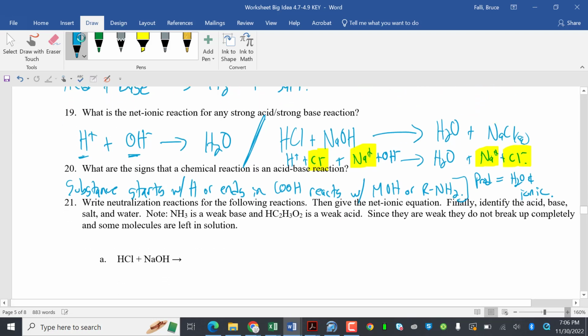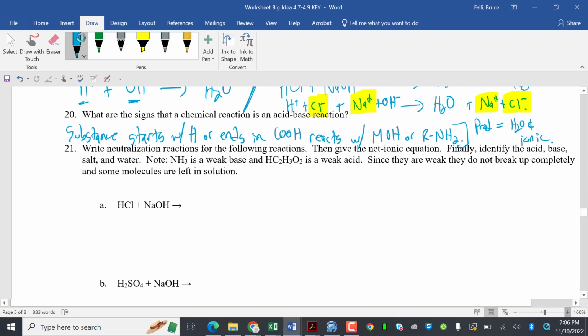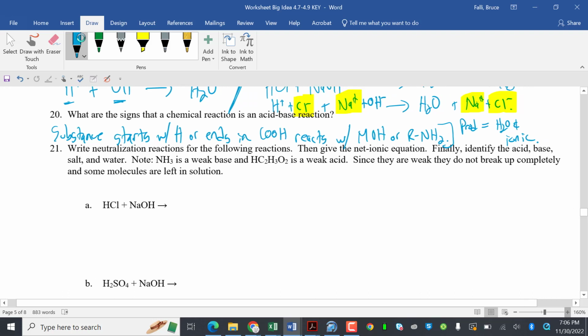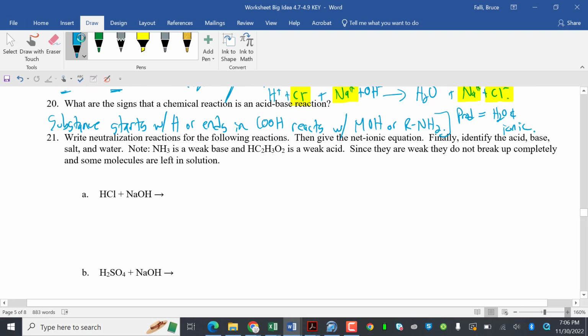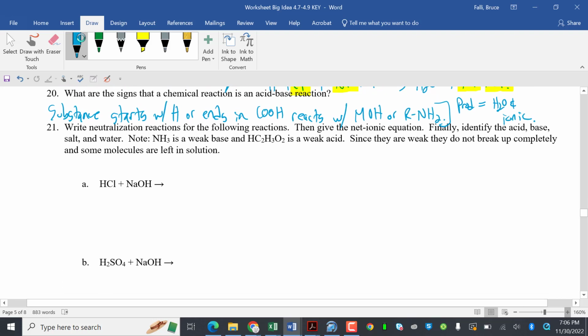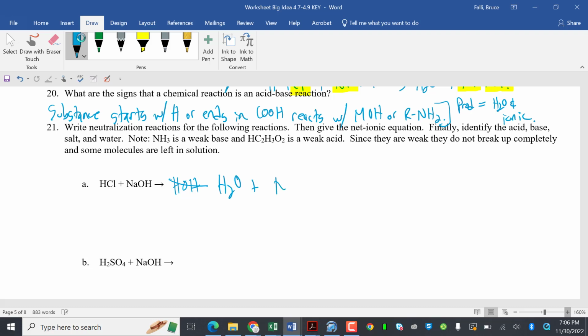Write neutralization reactions for the following reactions, then give the net ionic equation. Identify the acid, base, salt, and water. Note NH3 is a weak base and HC2H3O2 is a weak acid. Since they are weak, they do not break up completely, and some molecules are left in solution. We've been working on that. So this is going to be HOH, which you can write as H2O, plus NaCl. That's the first one. So write the neutralization reaction. So boom.